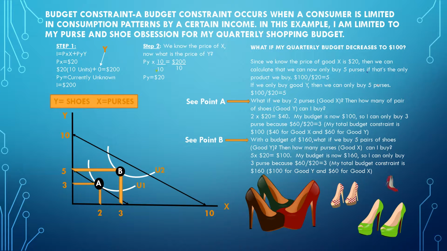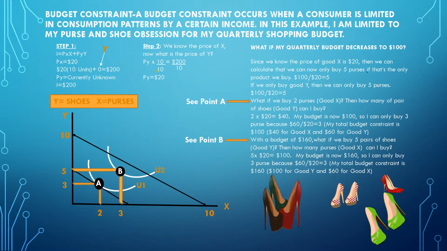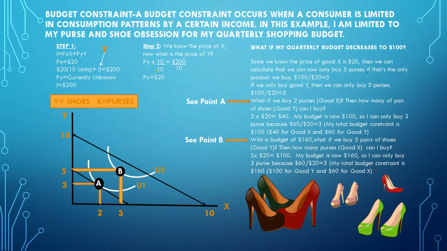What is a budget constraint? A budget constraint occurs when a consumer is limited in consumption patterns by a certain income. In this example, I am limited to my purse and shoe obsession for my core budget constraint. Income equals the number of product X times the price of product X plus the number of product Y times the price of product Y.